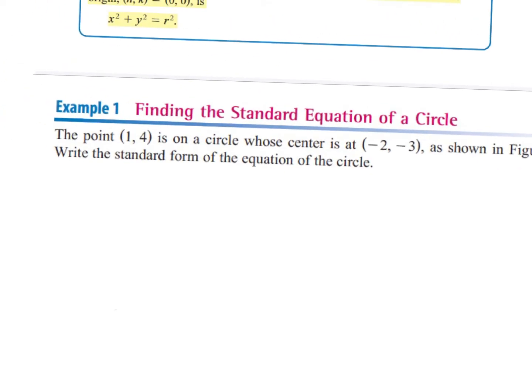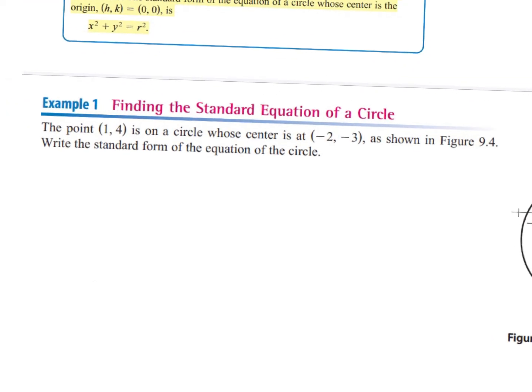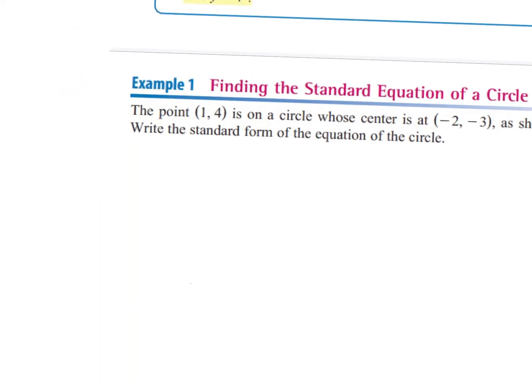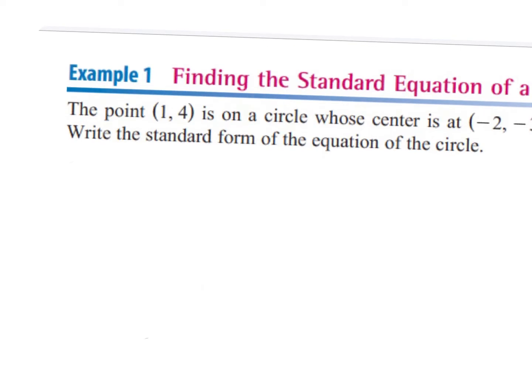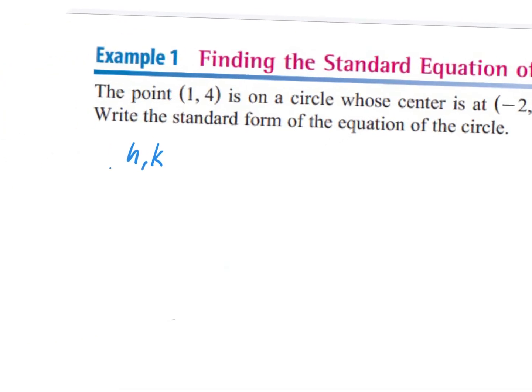But it says the point 1, 4 is on a circle whose center is at -2, -3. Shown in the picture. Write the standard form of the equation. So let's write down what we have. We know that our h, k, which is our center, right? Our h, k is -2, -3. You guys understand that? -2, -3, correct? Everybody got that?